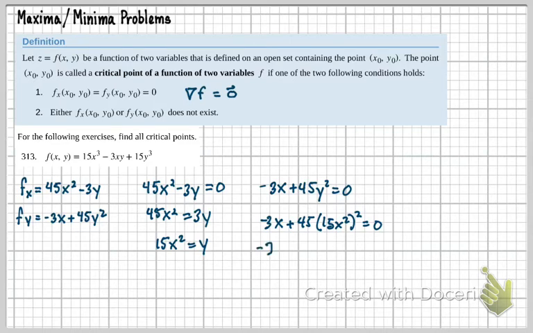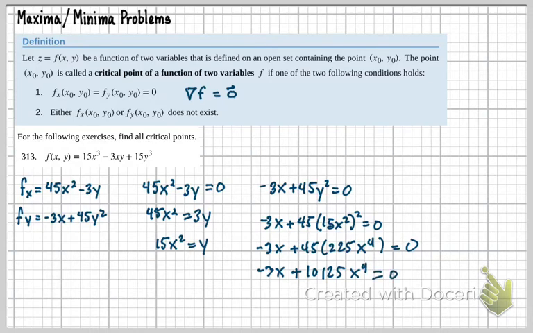So now I'm just going to multiply all this out and try to find the value for x. So negative 3x plus 45, and then I got to take 15x squared. That's going to be 225x to the fourth equals 0. So now I need 45 times 225. So that's going to result in negative 3x plus 10,125x to the fourth equals 0.